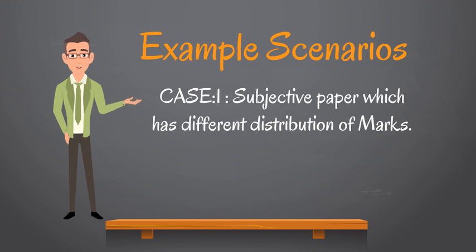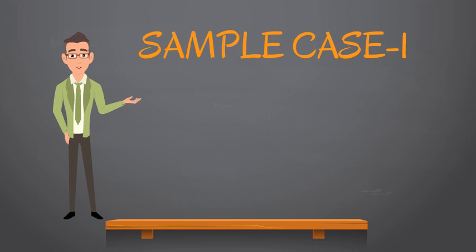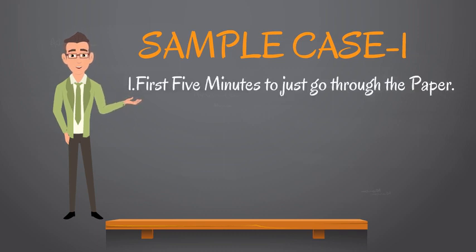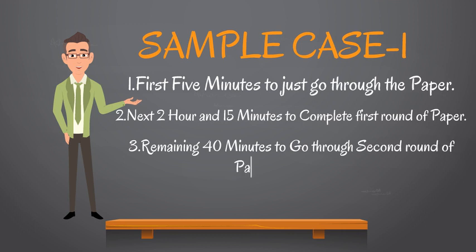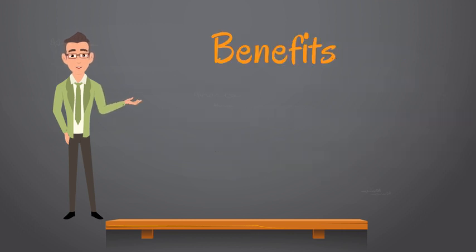Case number 1, let me assume the paper is of 3 hours duration. The sample guideline will be as follows: Number 1, first 5 minutes to just go through the paper. Number 2, next 2 hours and 15 minutes to complete the first round of the paper. Number 3, remaining 40 minutes to go through the second round of the paper and wrap up. Now let me tell you the benefit of each of these points.